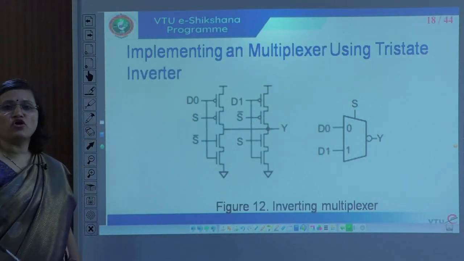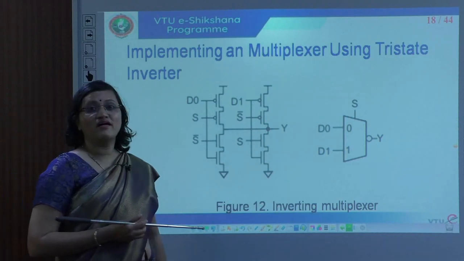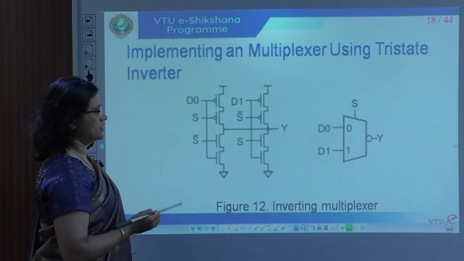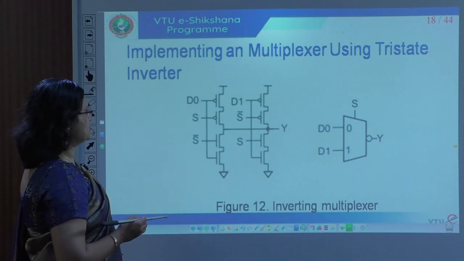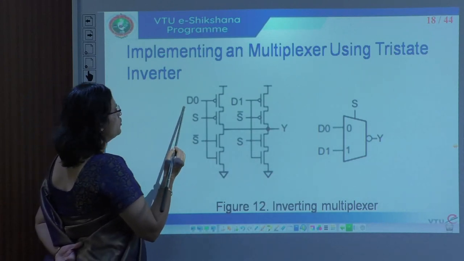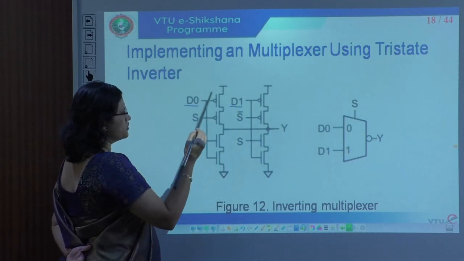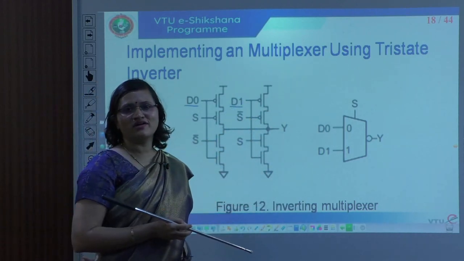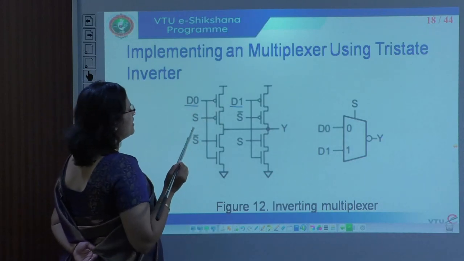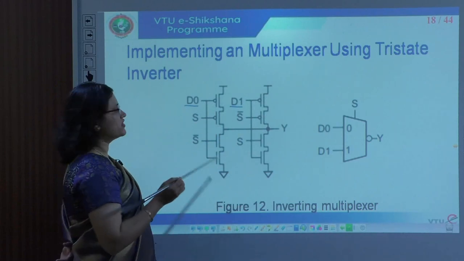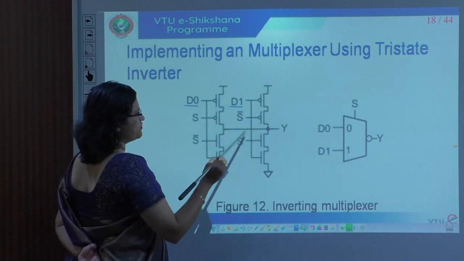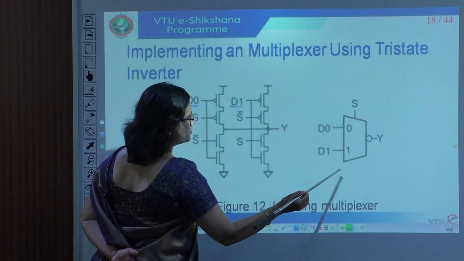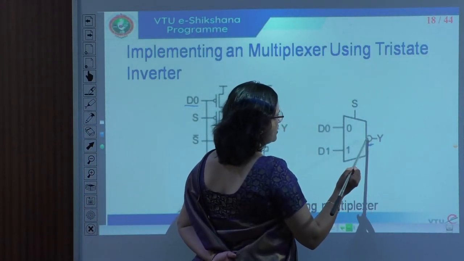We can also implement a multiplexer using tri-state inverter logic. You can see here how we can implement a 2:1 multiplexer using tri-state inverter logic. There are 2 data inputs, so 2 inverters are required. Suppose you want to realize a 4:1 multiplexer, then 4 tri-state inverters are required, because 4 data inputs come into the picture. These 2 are the control lines, that is the select inputs. And then this is the logic symbol. You can see here also we get the output in the inverted version only.